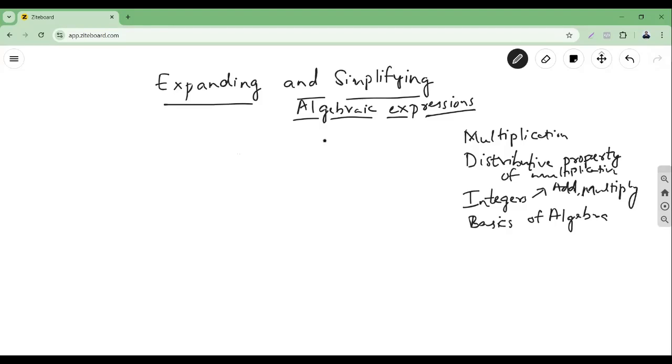Now, if you know all of these topics, continue this video and let's understand how to do expanding and simplifying algebraic expressions. Before we understand, I always say we have to know why we are learning it. Why we are learning it is because, let's say in a particular experiment, you got some generalized formula or expression. Okay. In a different experiment, you got a different expression.